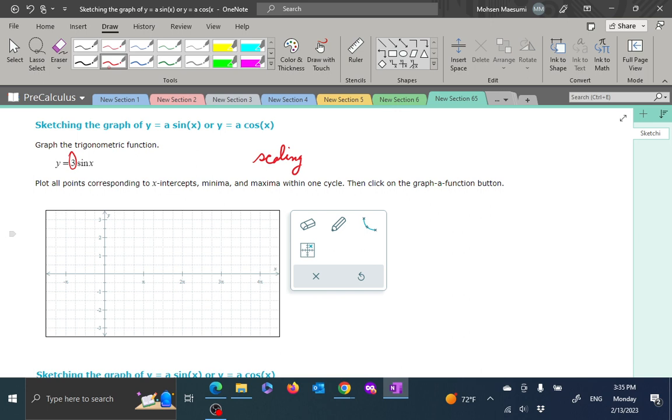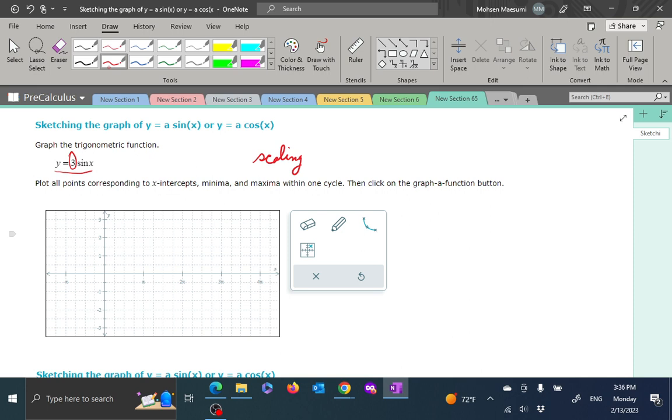Scaling, stretching a graph, is a kind of scaling. If you take the graph and squeeze it, that's also scaling. So we have two kinds of scaling: multiplying by a number larger than 1 or multiplying by a number less than 1. We also have reflection, which I'm going to talk about. Let's go after the first example, y is equal to sine of x.